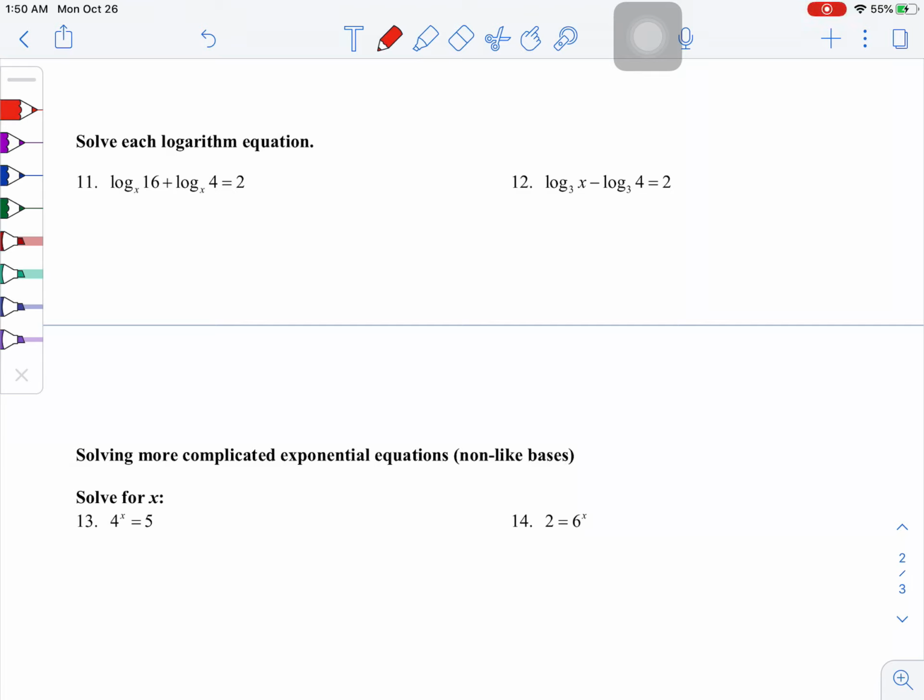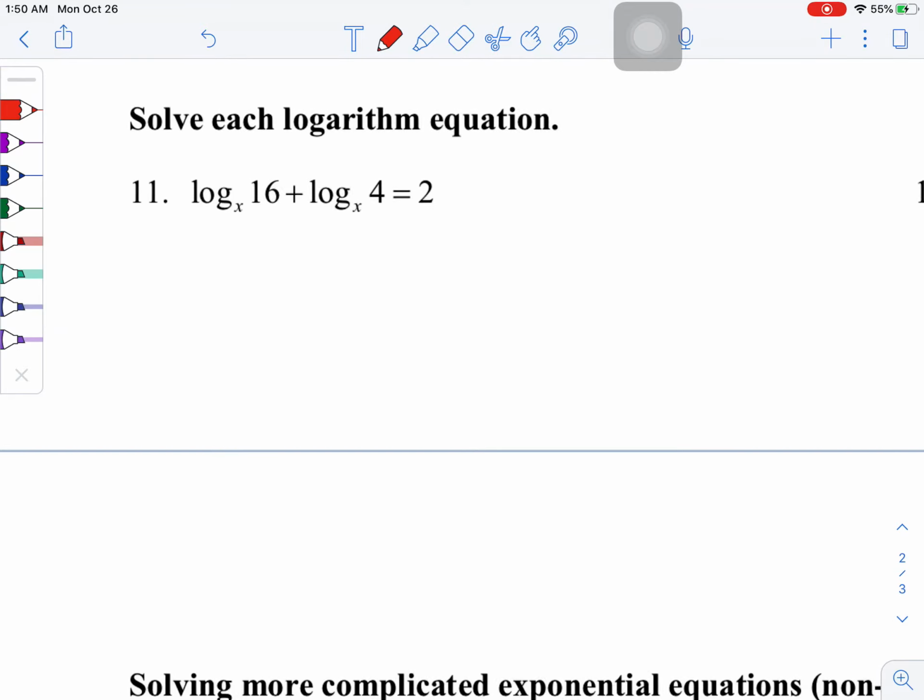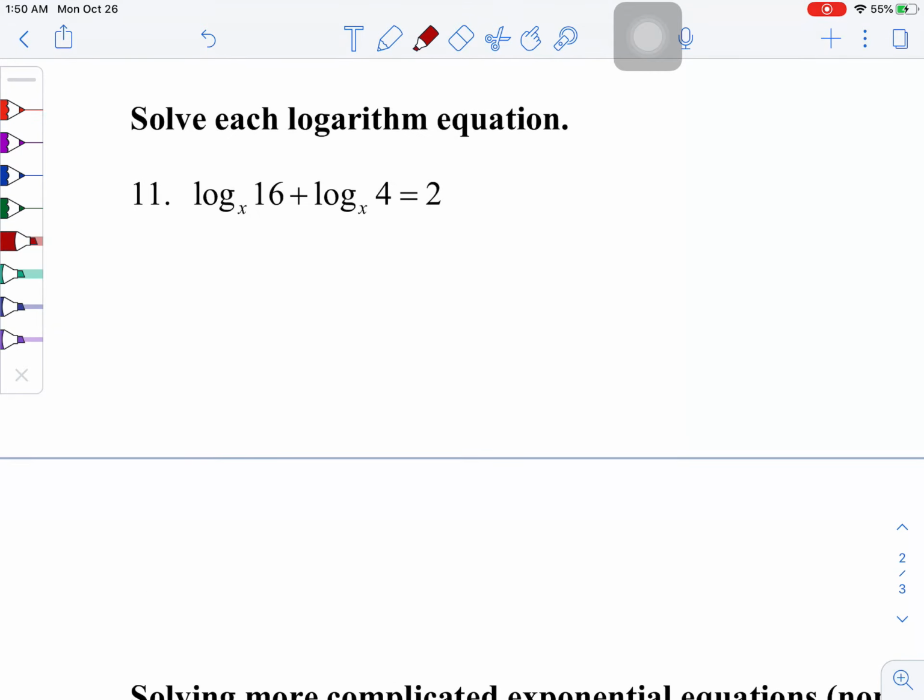So in this video, we're going to use some of our logarithm properties to actually solve equations. So we're going to jump right into problem number 11 here. And we have two logs with the same base that are being added together. So our property says that we can rewrite this as a single logarithm, so log base x of, in this case, 16 times 4. We can multiply those together.